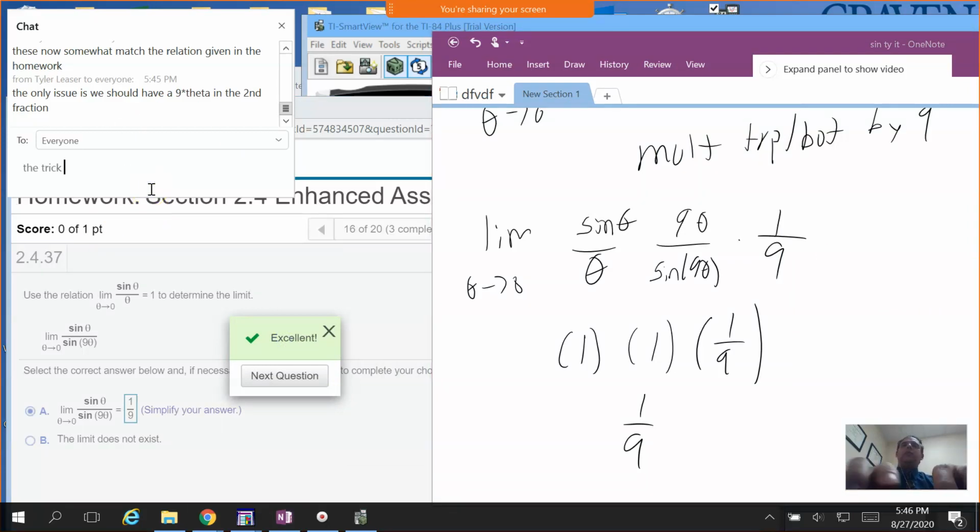The trick with these is to rearrange the fractions until you have either sine theta over theta or theta over sine theta. And the relation says these go to 1.